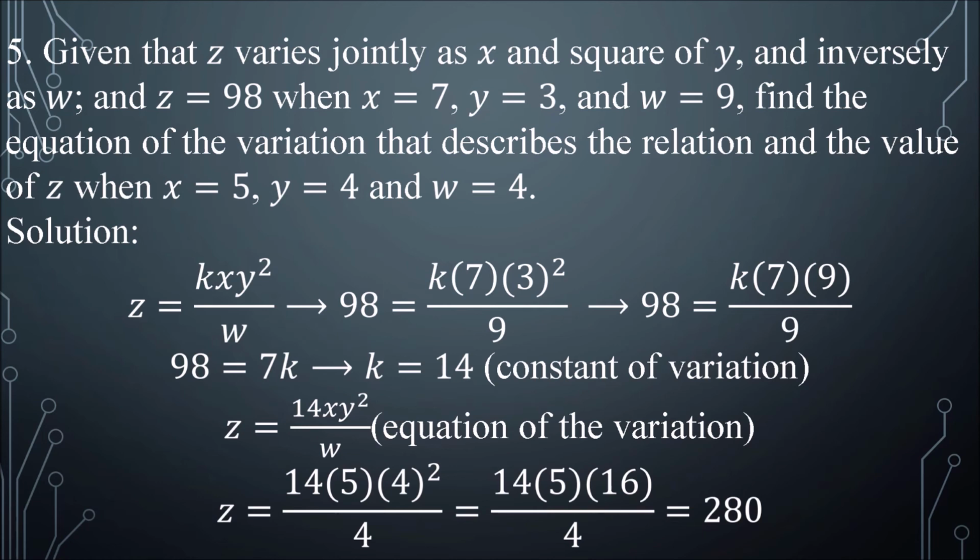Now we will substitute 14 to k in our formula. z is equal to 14xy squared over w. This will be the equation of the variation. So we're done with the first problem, find the equation of the variation. Now let's proceed to the second one.